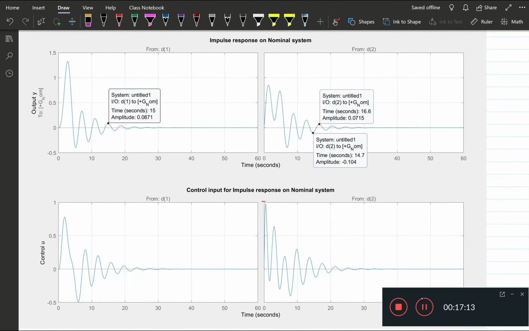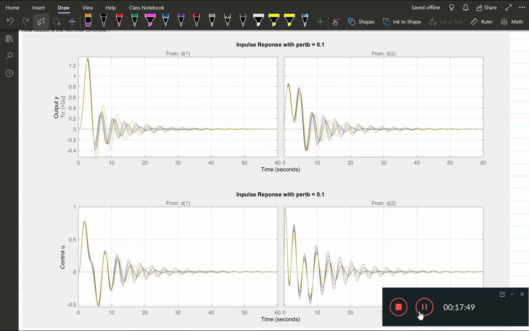We see that for all inputs the control action is between -1 and 1, so we don't have any input saturation. We also see that the settling time is less than 15 seconds, because at 15 seconds we already are at 0.08, and we don't go above that in the future. The same is the case with the impulse at the second disturbance channel.